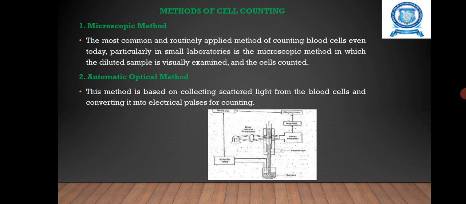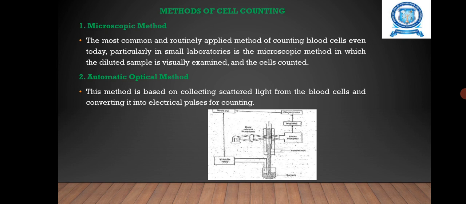First one is the microscopic method. It is the most common and routinely applied method of counting blood cells, even today, particularly in small laboratories. In the microscopic method, the diluted sample is visually examined and the cells counted. It is also commonly known as the counting chamber technique. It suffers from several common drawbacks.